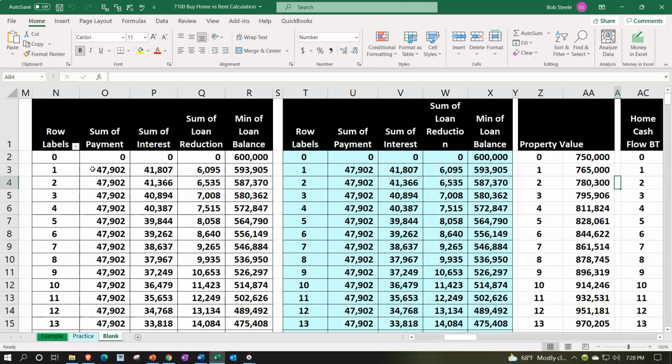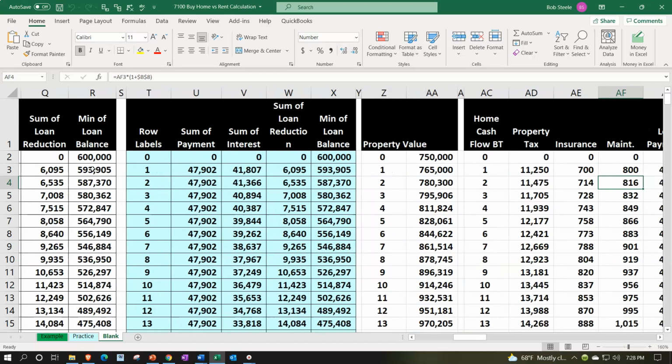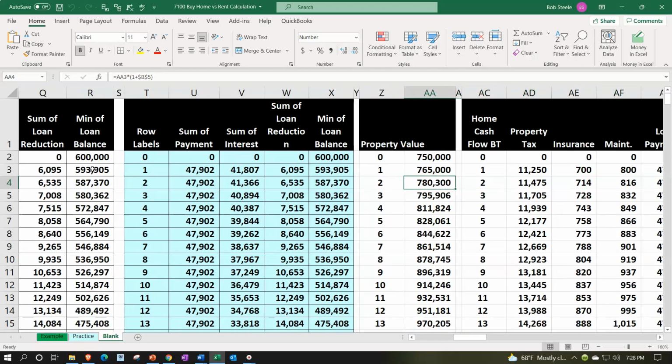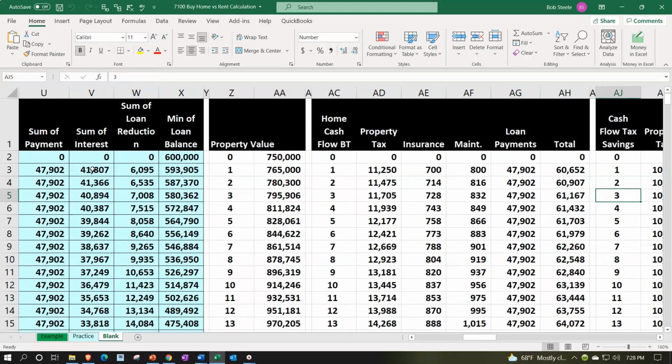the primary data input. Then we have the property value, assuming the value of the home is going up at a rate, I believe, of 2%. So year over year, it increases by 2%. We then focus on the cash flow related to the home purchase, it generally being more complicated than the cash flow related to a renting situation.